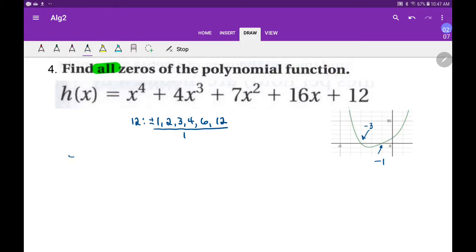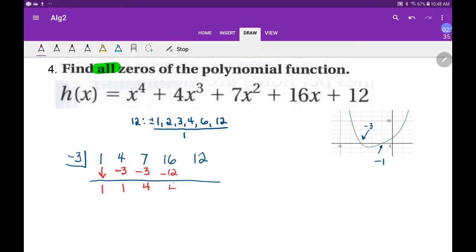All right, I'll start with negative 3. I'll say 1 for x to the 4th, 4 for x to the 3rd, 7, 16, and 12. No negatives, and nothing skipped. The 1 comes down. I have 1 times negative 3, negative 3. Plus 4 is 1, times negative 3 is negative 3. Plus 7 is 4, times negative 3 is negative 12. Plus 16 is 4, times negative 3 is negative 12. Plus 12, I get my 0. So that's one of my roots, one of my zeros.